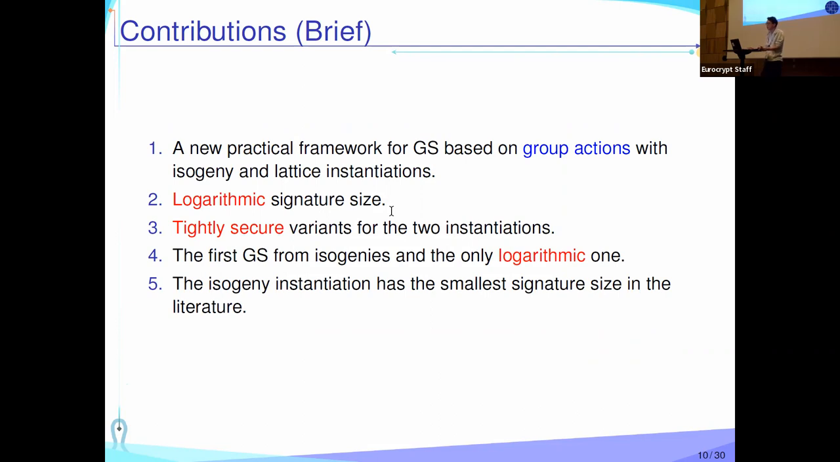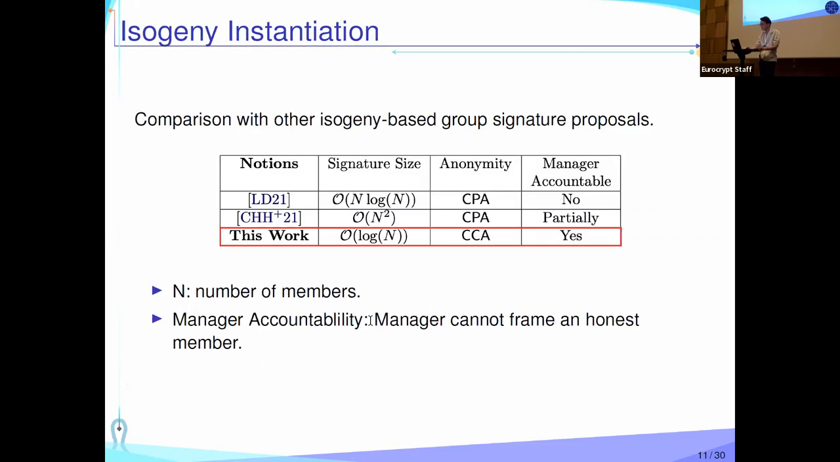And it is also the first group signature from isogeny and the only logarithmic one, because there are some concurrent works. And the isogeny instantiation has the smallest signature size in the literature among other post-quantum proposals. But in this talk, we will mainly focus on the isogeny instantiation here. And this is a simple comparison with other isogeny instantiations. And we have the most compact signature size and the best security guarantee for the users.